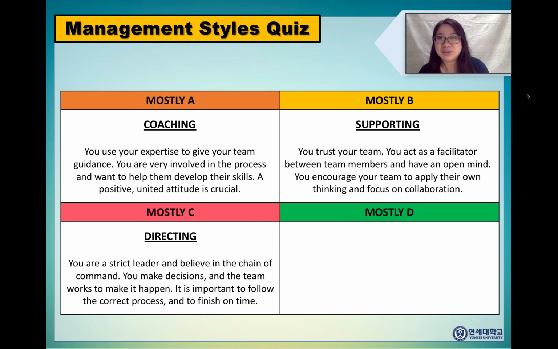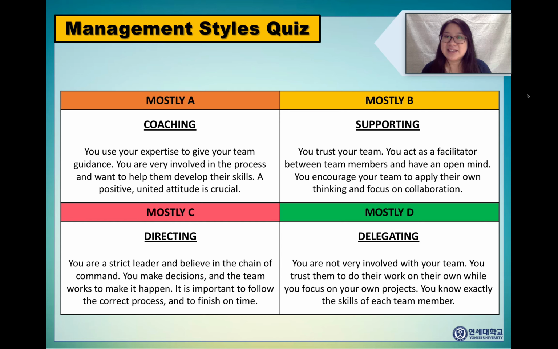Finally, if you answered mostly D, you are a delegating type of manager. You are not very involved with your team at all. You trust them to do their work while you work on your own projects. You know exactly the skills of each team member. In this type of managing style, you are very far away from your team. You just check in on them maybe once a month to see that things are going well, but you have a lot of trust in them and you don't feel the need to get too involved.